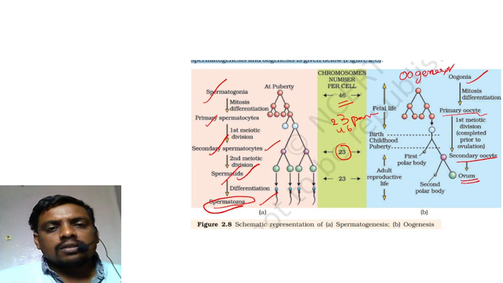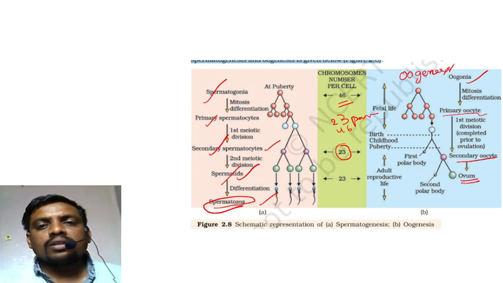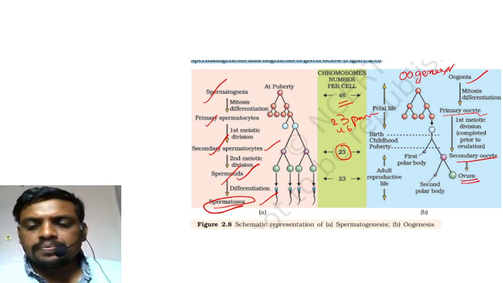Except spermatozoa and ovum, all the remaining cells in our body are diploid in nature. That is a very important point which you have to remember.